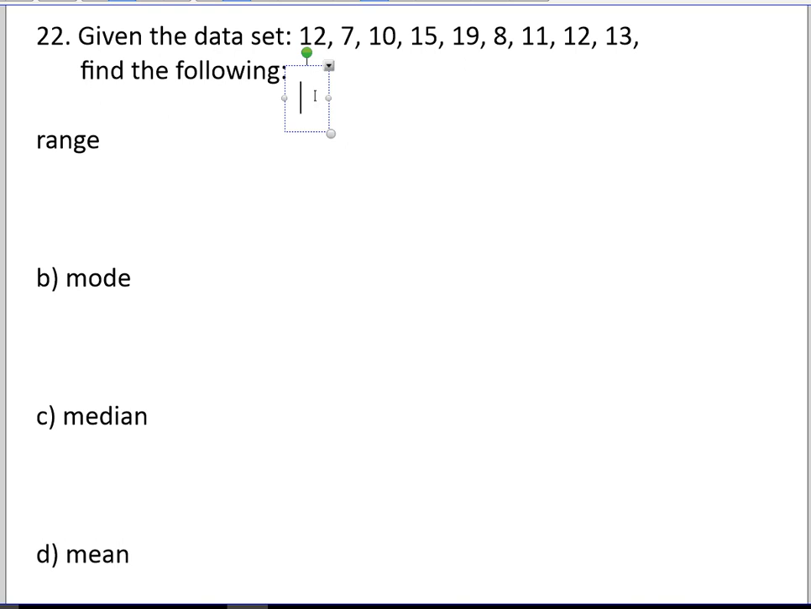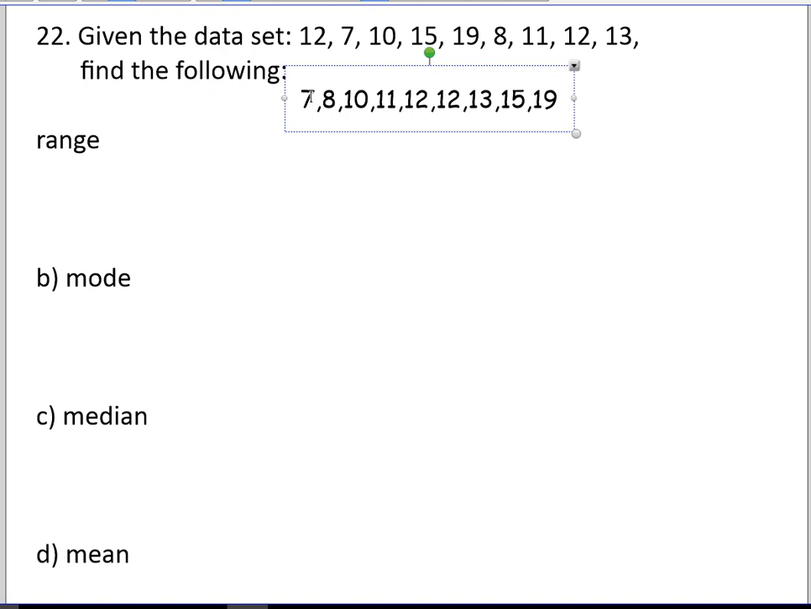So we have 7, 8, 10, 11, 12, another 12, 13, 15, and 19. Okay, just making sure I have all my numbers there.